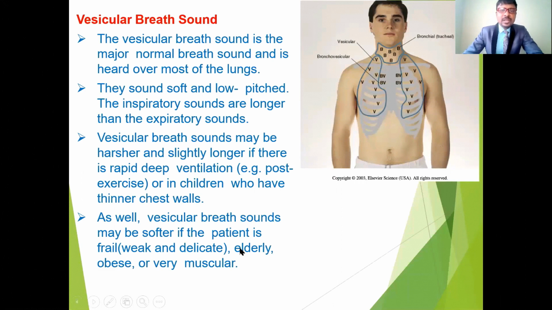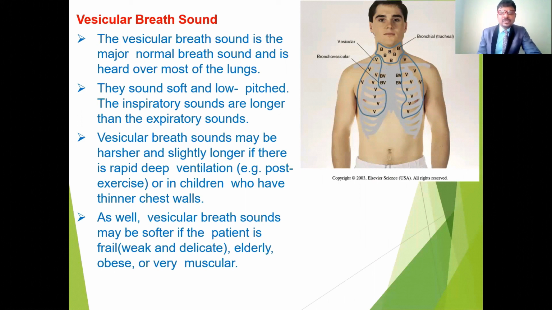Coming to the vesicular breath sounds. Bronchial sounds are heard over the bronchial region. If you come to the vesicular, most of the lungs are heard as vesicular sounds, and bronchovesicular sounds are heard in particular areas.